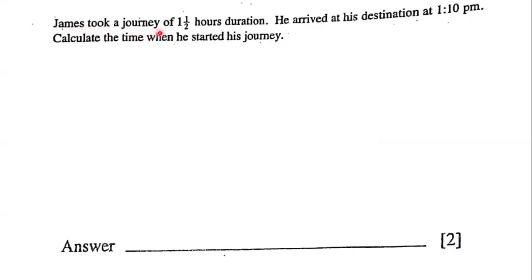James took a journey of 1.5 hours duration. He arrived at his destination at 1:10 p.m. Calculate the time when he started his journey.